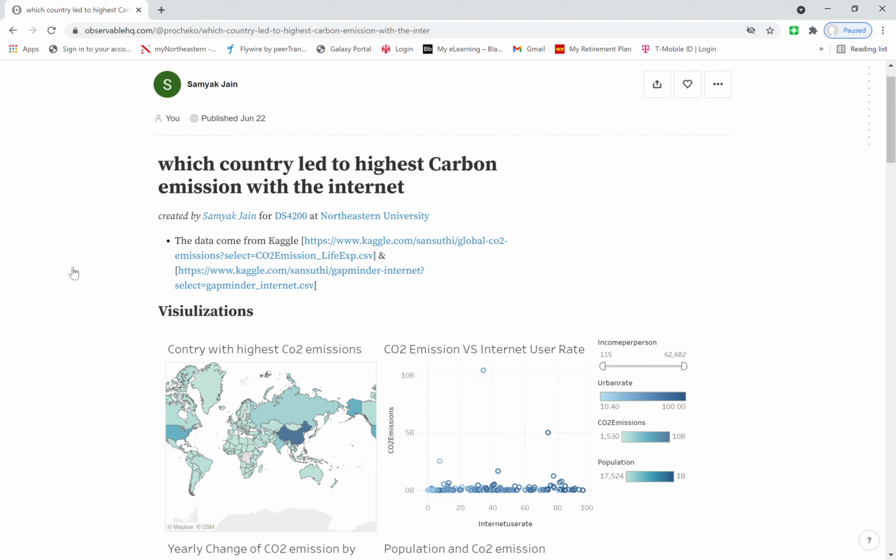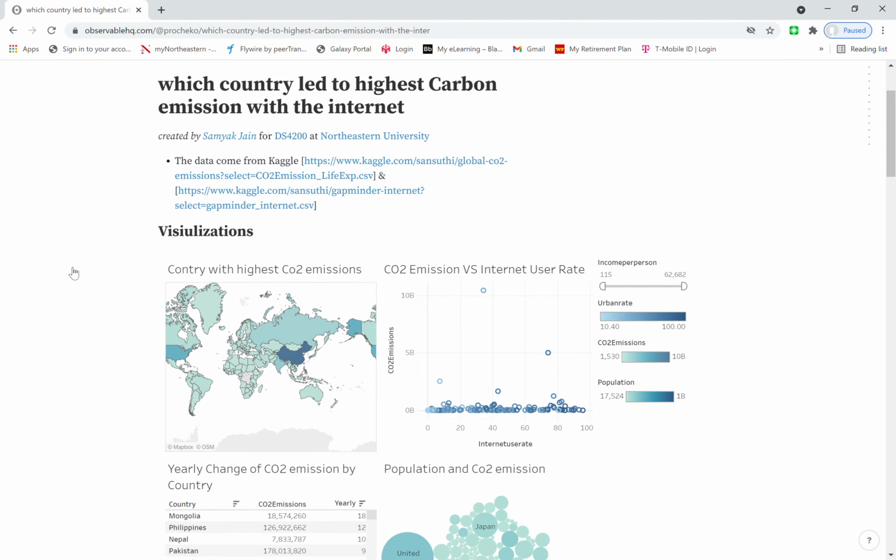This is homework 3. For this one, I've asked which country led to the highest carbon emission with the internet. I've used data from Kaggle, and I've used two data sources to compile a dataset together based on country and internet user rate.